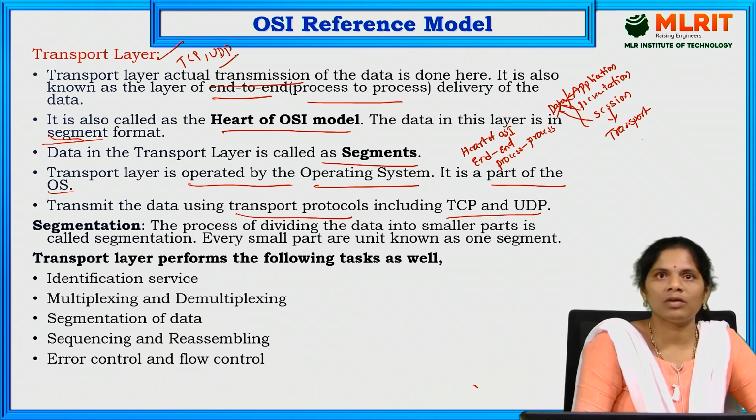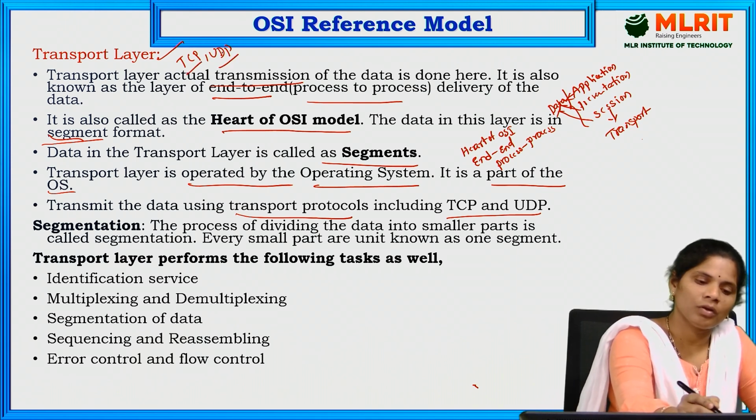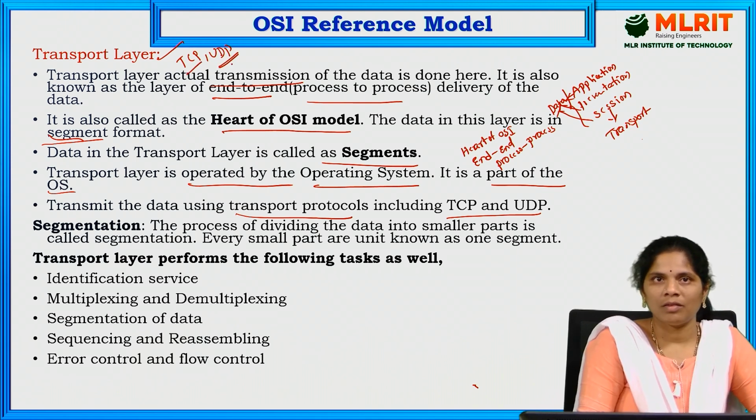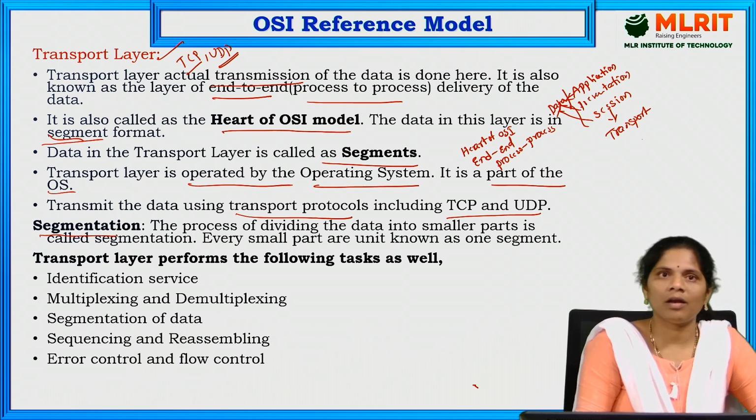UDP is User Datagram Protocol, which is connectionless, while TCP is connection-oriented. These two come under the transport layer. And coming to segmentation, I already told you the data is transferred in the form of segments only.